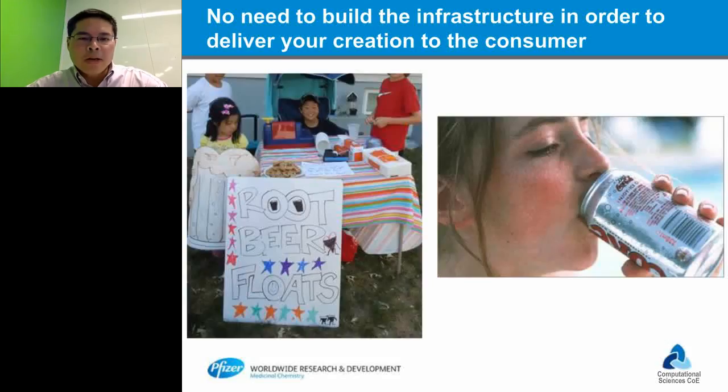So the answer to my question is that if you have a solution, a product, and you follow certain standards, there's no need to rebuild the infrastructure in order to deliver your product to the consumer. So much for soft drinks. What does that have to do with software, or in this case, scientific software?